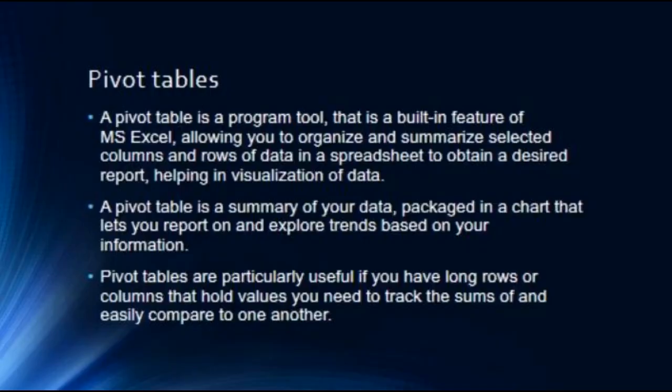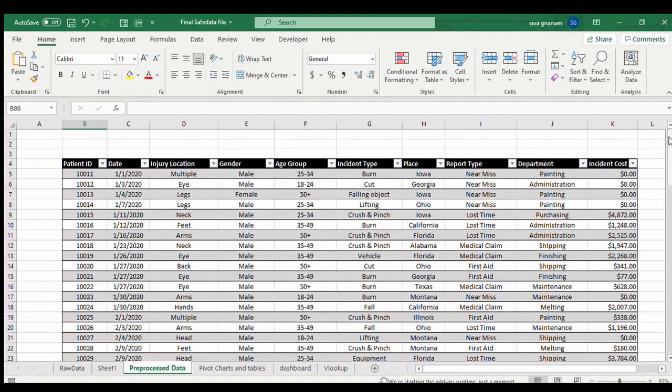Moving to pivot tables, a pivot table is a program tool that is a built-in feature of MS Excel, allowing you to organize and summarize selected columns and rows of data in a spreadsheet to obtain a desired report, helping in visualization of data. A pivot table is a summary of your data packaged in a chart that lets you report on and explore trends based on your information. Pivot tables are particularly useful if you have long rows or columns that hold values you need to track the sum of and easily compare to one another.